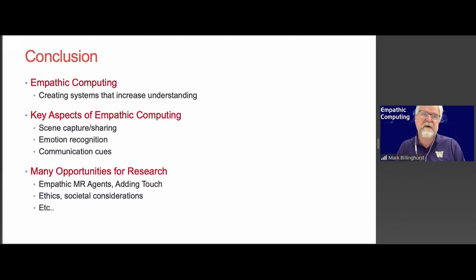So just to wrap up, I've talked a little bit about what empathic computing is. So it's really about creating systems that increase understanding. The key aspects of empathic computing is being able to capture and share your experiences, your scenes you're in, your surroundings, perform emotion recognition and sharing, and then also use communication cues and using new technology to share communication cues like gaze and gesture in new ways. And there are many opportunities for research, and I've talked a little bit about empathic MR agents, adding touch, and ethics and societal concerns, etc.